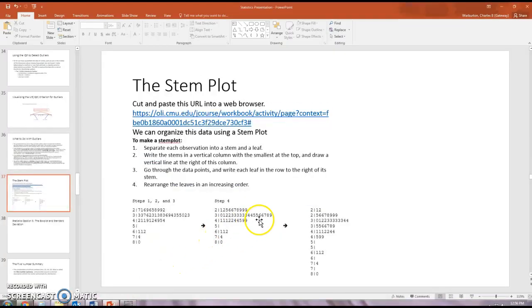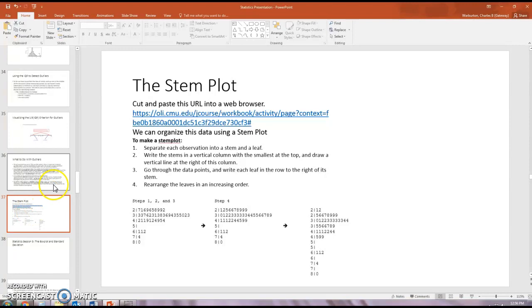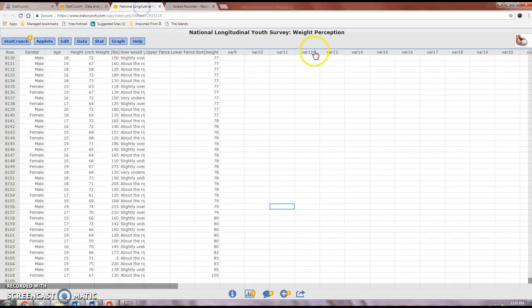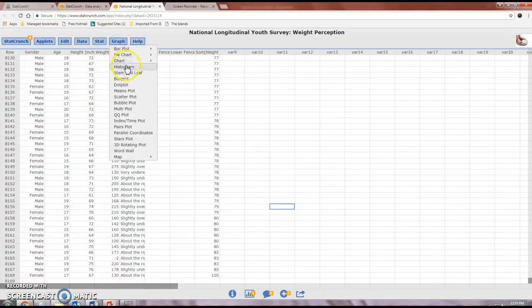So I wanted to do one more video to kind of wrap up session 4 and make sure I get to the stem plot here. But before we do that, I wanted to maybe take one more example from another variable in StatCrunch. We'll go back to the weight perception study, and this time take a look at the weight as opposed to the height. And let's maybe quickly just look at the histogram.